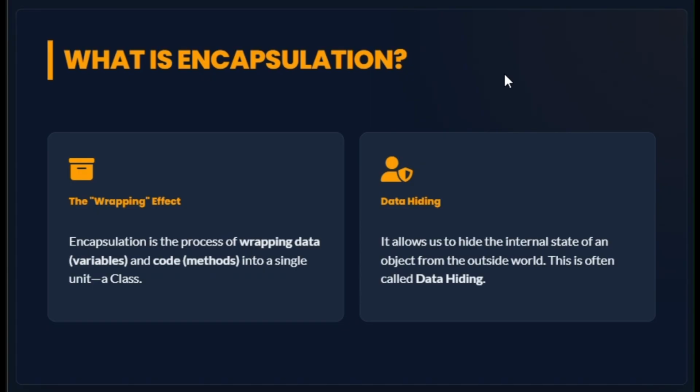So, what exactly is encapsulation? If you look into the word, you can see capsule. Think of two things happening at once. First, the wrapping effect. We are bundling variables, the data, and our methods into a single unit called the class. Second, it leads to data hiding. We are intentionally hiding the internal state of our object so that the outside world can't see or touch it directly. In a professional environment, we never want our data to be naked or exposed.